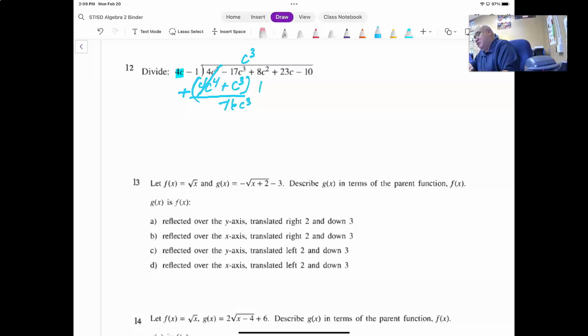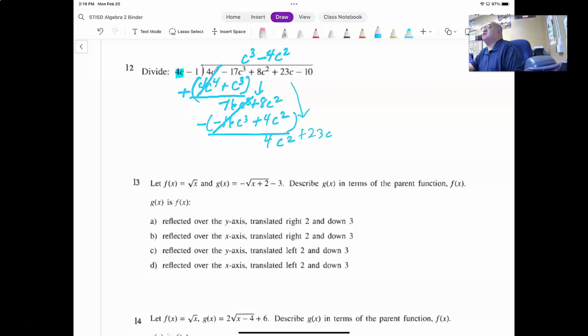You bring down 8c squared. So what do you multiply 4c by to get negative 16c to the third? It's going to be negative 4c squared. And that gives you negative 16c cubed. And you get positive 4c squared. Subtract again. 8 minus 4 gives you 4c squared. Bring down 23c. So what do you multiply 4c by to get c squared? It's just c.